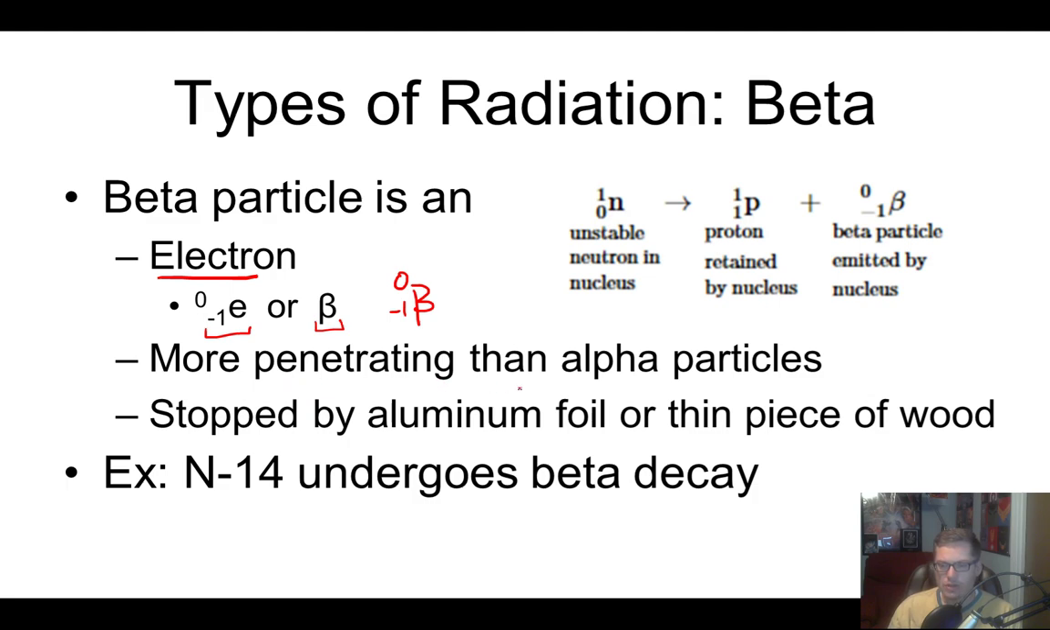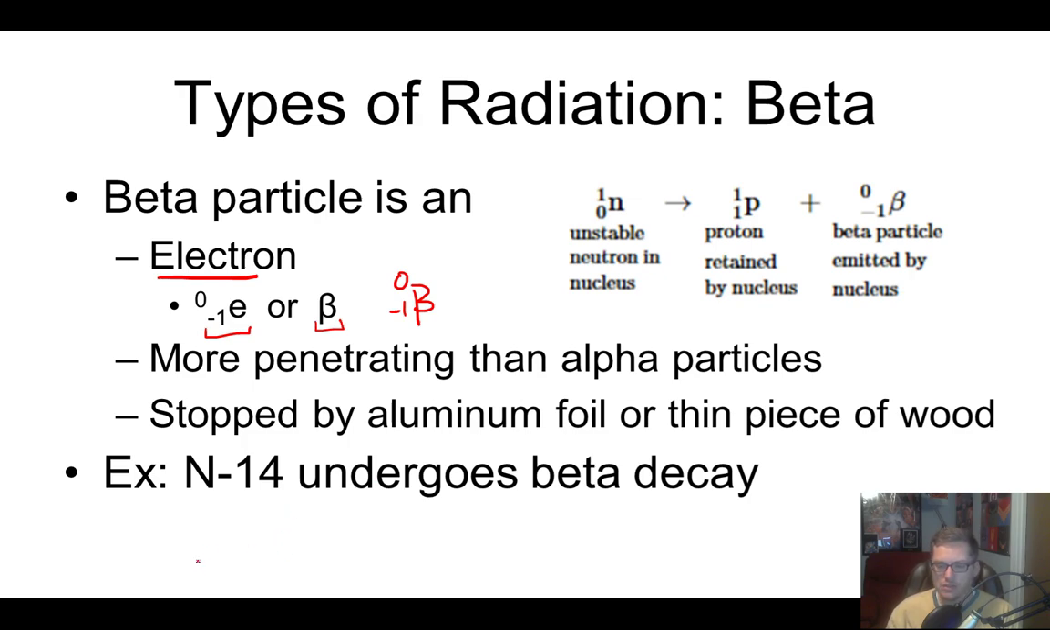Beta particles are more penetrating than alpha particles, but they're still not very penetrating. You can stop them with a piece of aluminum foil or even a thin piece of wood. For the most part, beta radiation isn't going to do much to humans, but it's not something you want to ignore if there's an excess amount of beta radiation wherever you are.